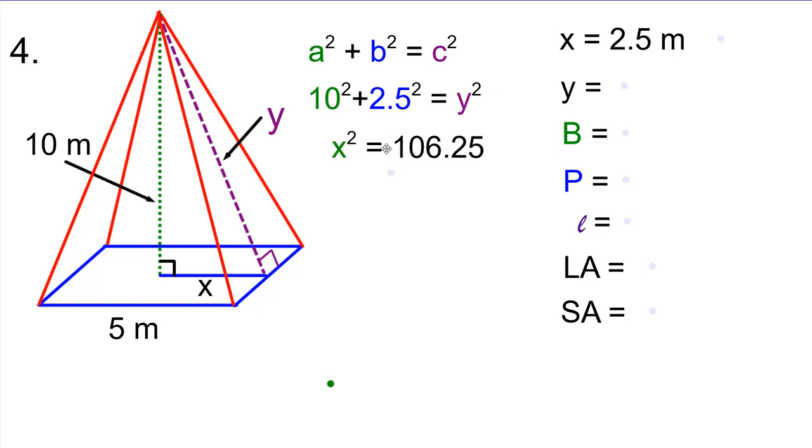And then we take the square root of that, which gives us an answer of 10.3 meters. Okay, so that's the slant height here. So that is the same as the slant height, so you can go ahead and fill that in down there as well. You'll notice it's listed twice on the answer bank.